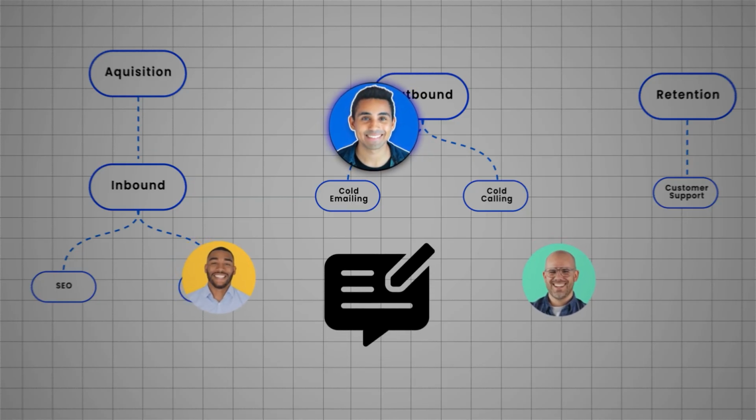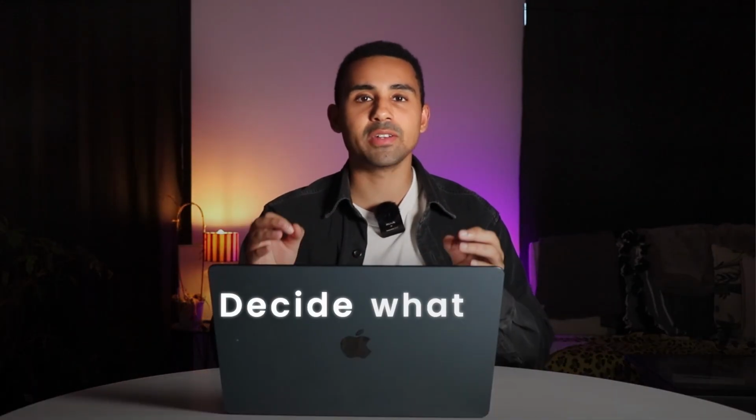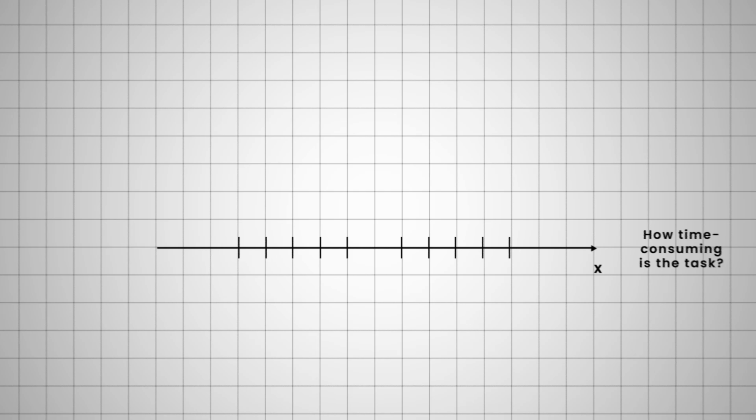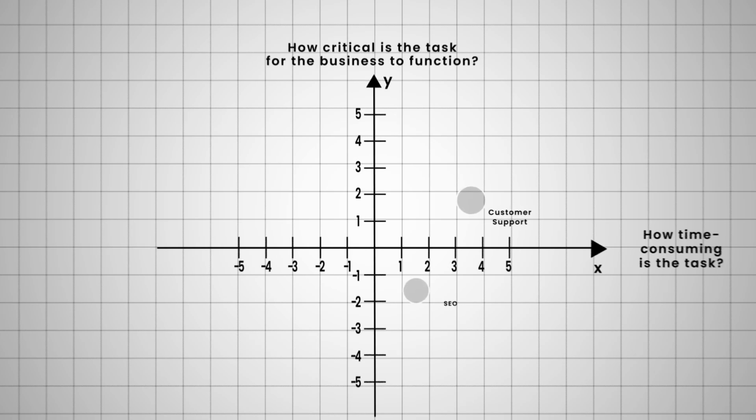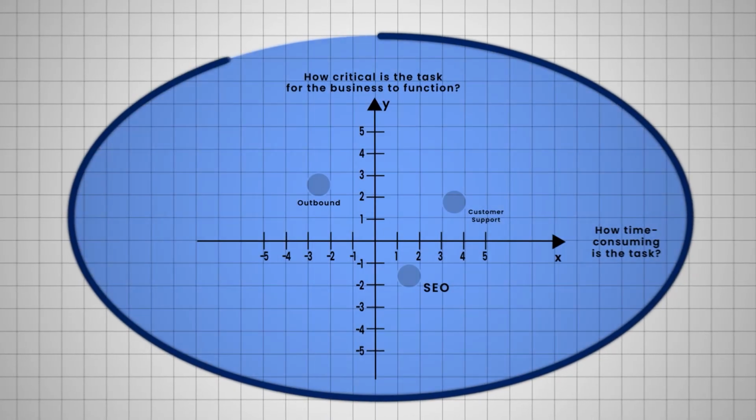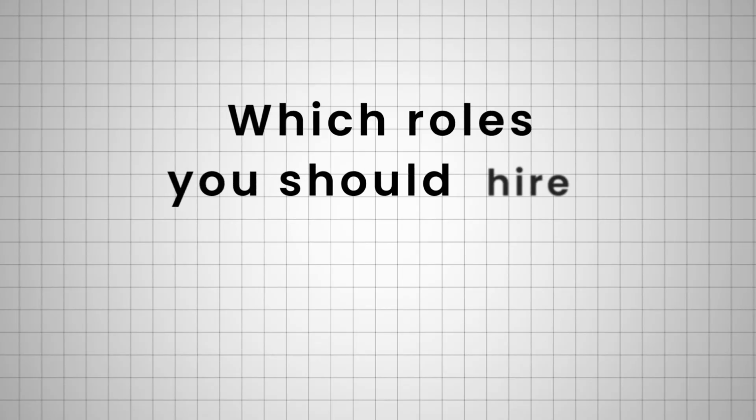Once you've broken down everything you do, the next step is to decide what to delegate first. Usually you should delegate tasks that take a lot of your time and that can have a direct impact on your business growth. A good method is to rate tasks on 2 axes. X-axis, how time-consuming is the task from a scale of 1 to 5. Y-axis, how critical is the task for the business to function on a scale of 1 to 5. This framework helps you prioritize which roles you should hire first.